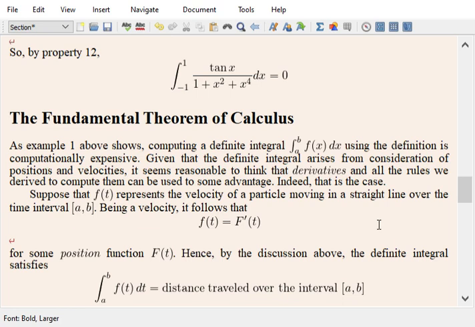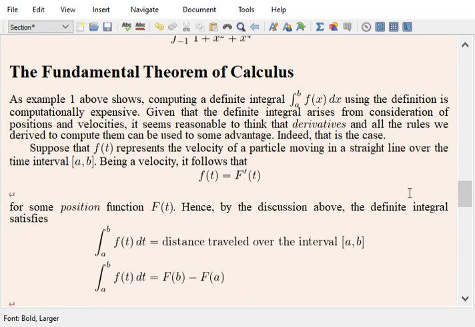Now, given that the definite integral arises from consideration of positions and velocities, it seems reasonable to think that derivatives, and all the rules that we use to compute them, can be brought to some advantage. After all, they're coming from the same sort of thought experiment, of the particle moving in a straight line. So you would think that derivatives can be used to some advantage. And indeed, that's exactly the case.